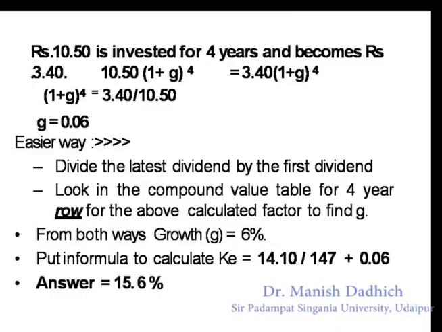Yes. So how are we going to calculate this? Please look here. Rupees 10.50 is invested for 4 years and becomes 13.40. So for 4 years, how can we calculate this G? So 10.50 times (1 plus G) to the power 4, and after 4 years it will become 13.40. If we cross multiply this, we get G as 0.06.